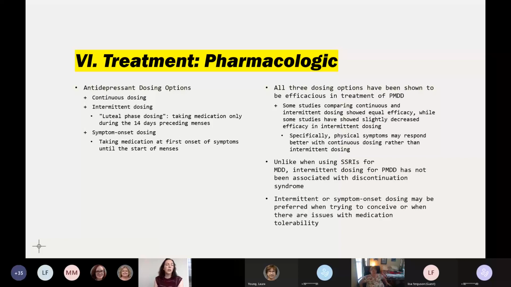So you might consider intermittent or symptom onset dosing if you have a patient that's trying to conceive in the near future and you want to decrease their exposure to antidepressants, or if they have medication tolerability issues. So they're just on the medication for less time.